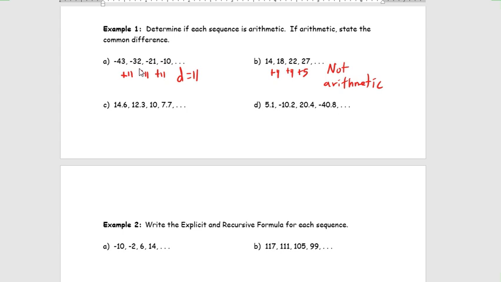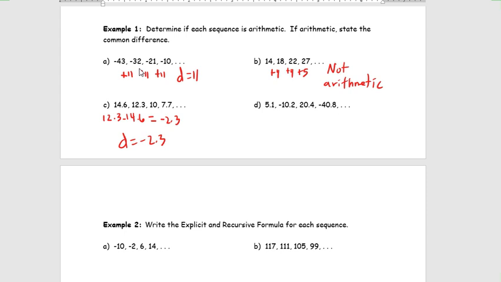All right. So this one's not really that difficult to see what the difference is, but let's just suppose we couldn't tell. The way you figure out what you're doing from one term to the next is to take a term and just subtract from it the previous term. So we could say 12.3 minus 14.6, and that would give us a negative 2.3. And we could do that for each difference, and you would see that we get the same thing. So this sequence is arithmetic, and the common difference is negative 2.3.